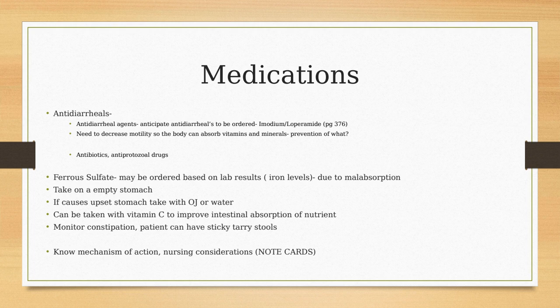Okay, so we're going to look at iron levels based on lab results. Ferrous sulfate is an iron medication, one of the ones I have yet to mention. Ferrous sulfate is ugly on the body. It can be given by mouth, or as an oral suspension, but it has to be taken on an empty stomach. You can take it with orange juice or water. Orange juice will help with the absorption of the ferrous sulfate. It can also be taken with vitamin C to improve absorption.